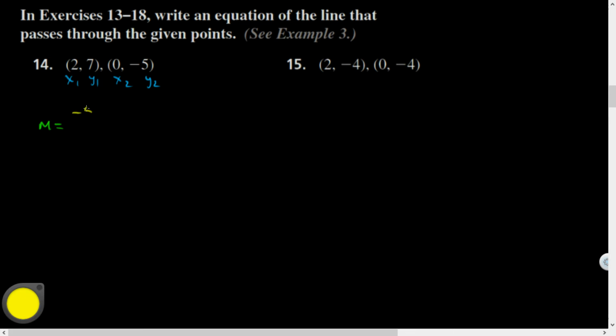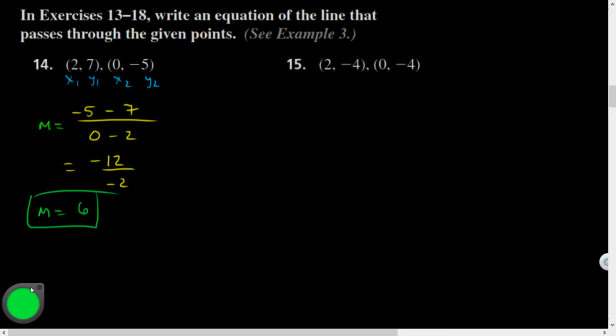So y2 is -5 minus 7, over 0 minus 2. So I plug it into slope intercept, or slope formula, my bad. -5 minus 7 becomes more negative, that's -12. 0 minus 2 is -2. What's that become? m equals +6, that's right.